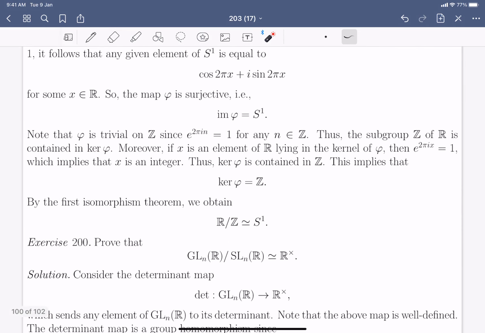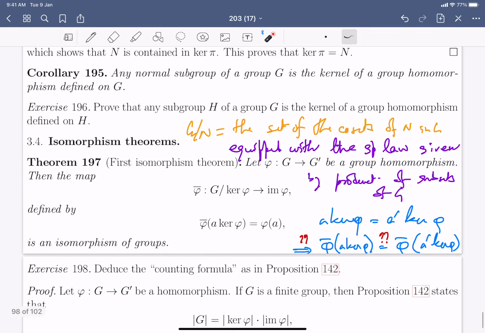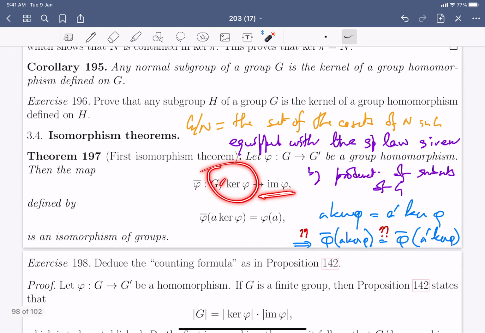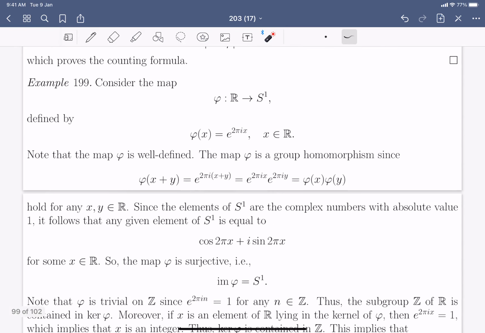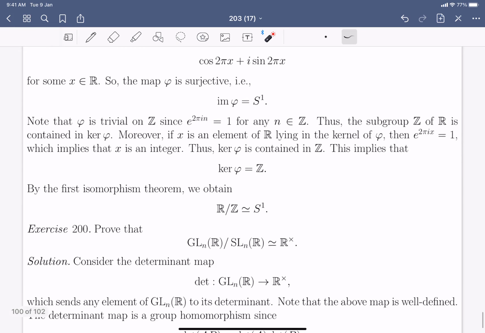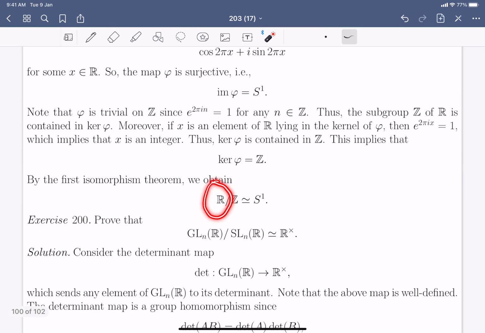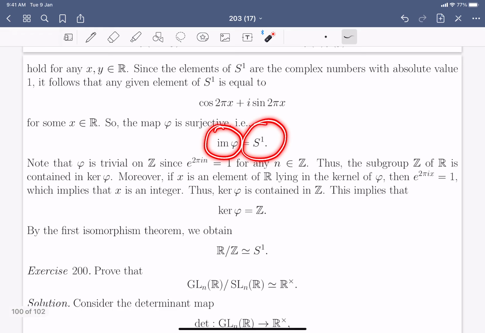And by this first isomorphism theorem, we know that G modulo kernel of phi is isomorphic to the image of phi. So what was G in this case? It was R, and the kernel is Z. So we know that the group G, which is R, modulo the kernel, which is Z, that is R mod Z, is isomorphic to the image, which is equal to S1.